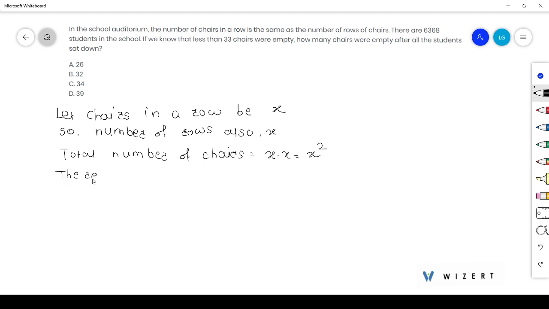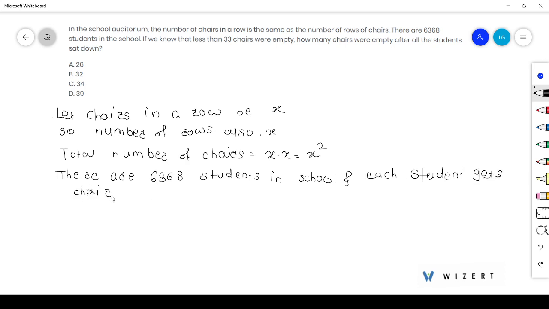As there are 6,368 students in a school and each student gets a chair, some chairs are left empty.